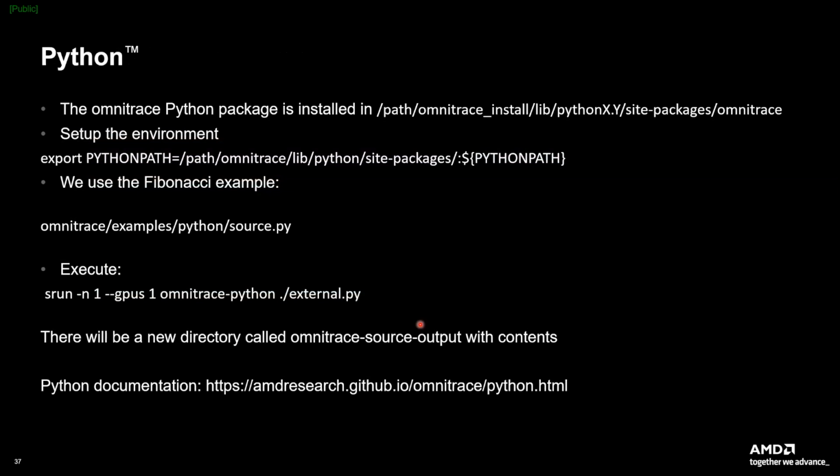Python, yes, that's also Python, and I wanted just to demonstrate one example. Where is OmniTools installed? Here is Python. We set up the environment with the Python path, and I use the Fibonacci example from the OmniTools examples, and I run it with OmniTools Python like that. There will be a new directory for the OmniTools binary source output contents, and the path documentation is here.